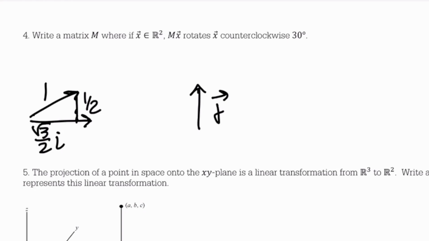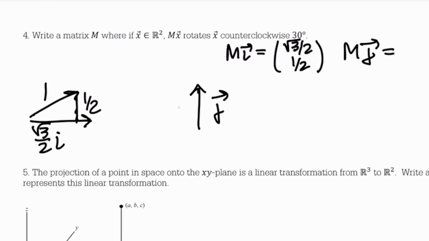Let's see what we're thinking here. Oh, so what happens is M times i is going to be the vector where x is root 3 over 2 and y is 1/2. And then M times j is going to be, okay, well, I rotate that. That's a little long. Rotate that 30 degrees. And then looking over here, all right, x is going to be negative 1/2. Y is going to be positive root 3 over 2. And the length of the vector is still 1, because j is a unit vector.